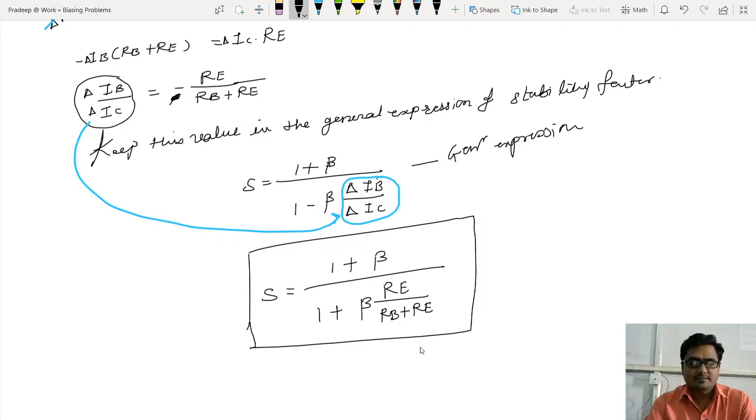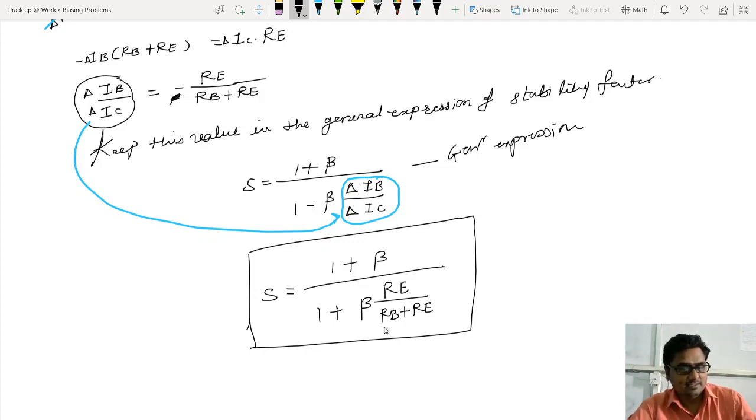Isn't it identical with the stability factor equation of voltage divider bias? 1 plus beta divided by 1 plus beta RE divided by RE plus RB. Obviously if you connect one extra resistor into the emitter, it will play the same role as it played in the voltage divider bias circuit. See, the equations are purely identical, and that's why I told you to derive this equation on your own. Now I hope things are clear.